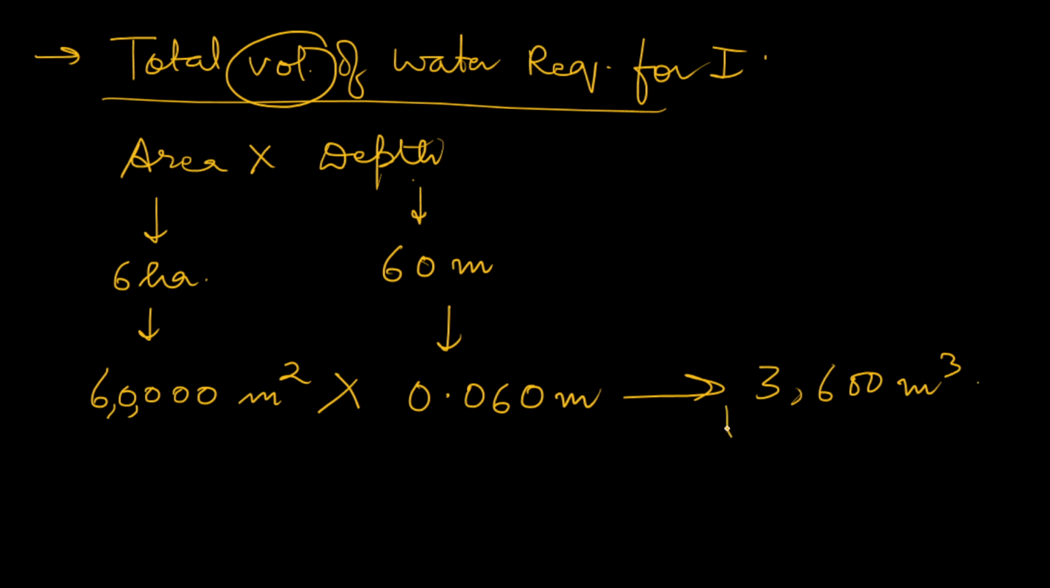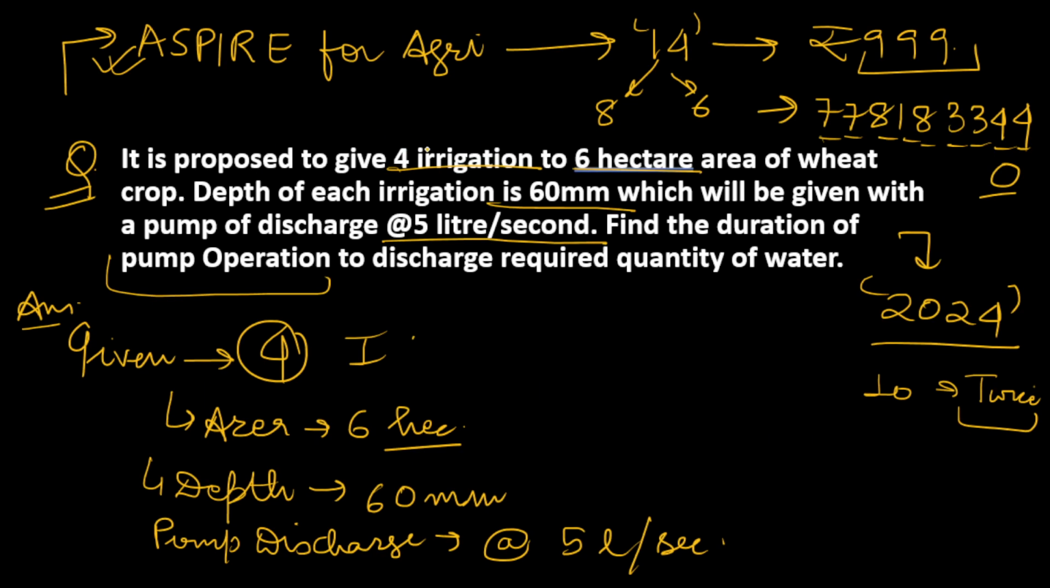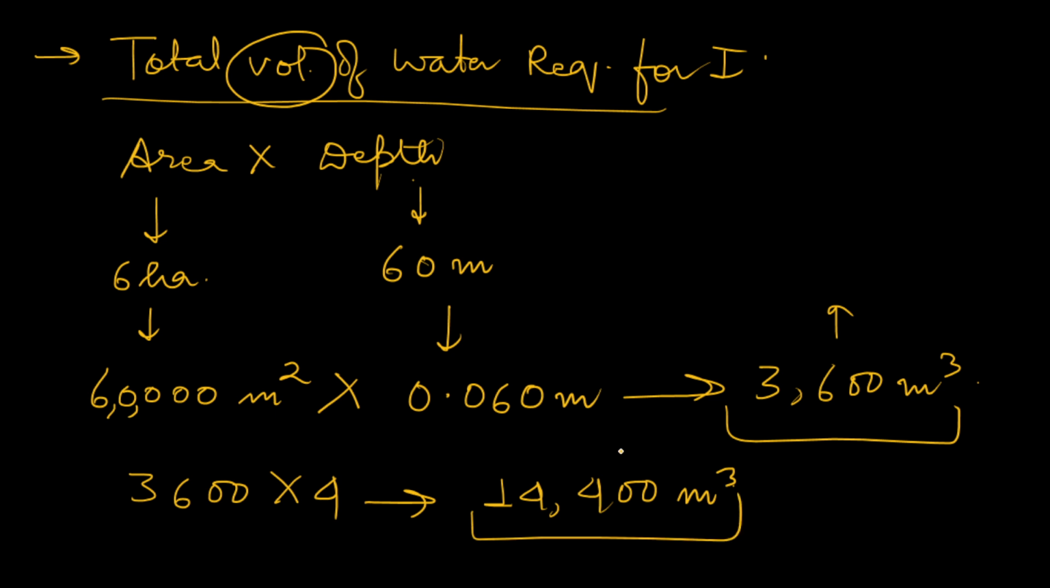This is the first step. Now in the second step, we will calculate the total volume required for 4 irrigations. It is proposed to give 4 irrigations. So we will simply multiply 3600 into 4, because this is the volume of water in one irrigation and we have to give 4 irrigations. Here we will get 14,400 meter cube. This is the total volume of all 4 irrigations. I hope you get it. Now we should convert the volume into liters.